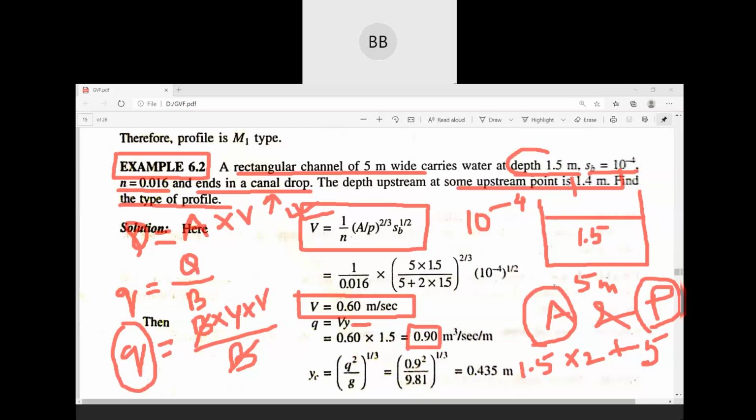After that, we are going to use our critical depth equation of a rectangular channel. If you remember, yc cube is equal to q square divided by g, or you can write yc is equal to (q square divided by g) to the power 1 by 3. So you use this equation and find out the yc value.